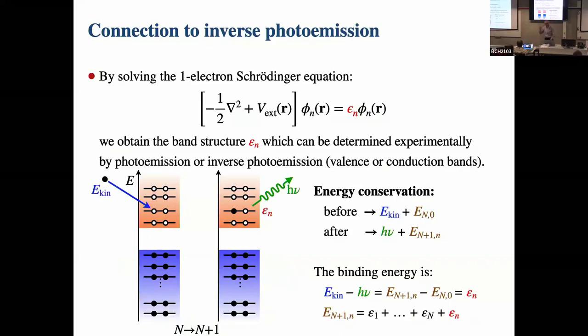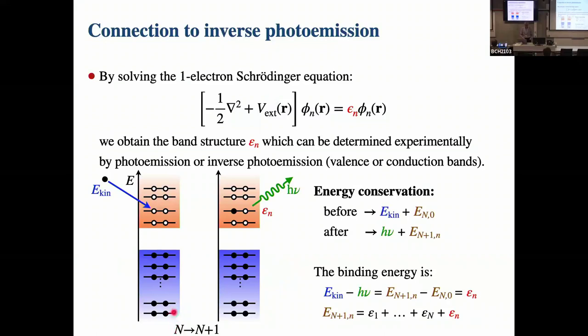And in the same way, we can do inverse photoemission. In that case, you send an electron with a given kinetic energy on the system, which is still in its ground state with n electrons, and we end up with a system in which we have n plus one electrons in an excited state n, related to the energy that we have here, and there is the emission of a photon. And again, if you do the energy conservation, you can see that the kinetic energy minus the photon energy is given by the difference between these two energies, and that's exactly the energy of the level that you are interested in. Okay, so given this, we would like to go in the direction of one-particle systems.